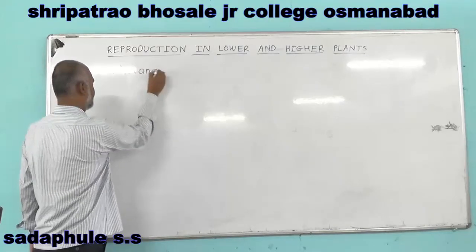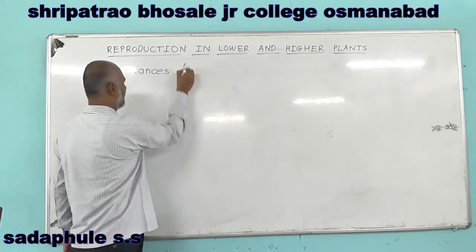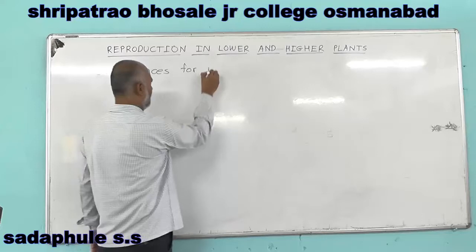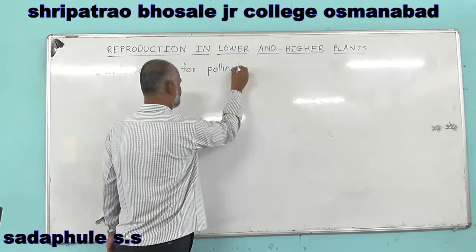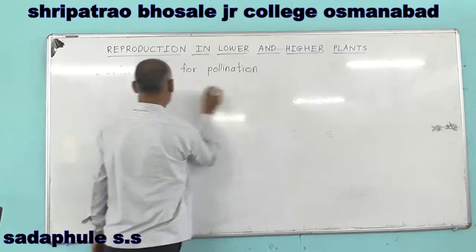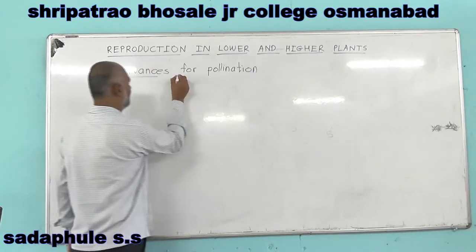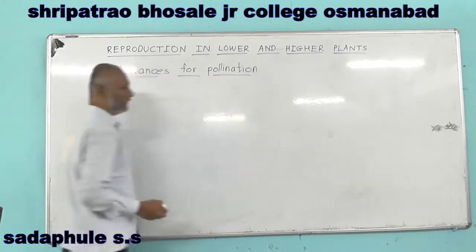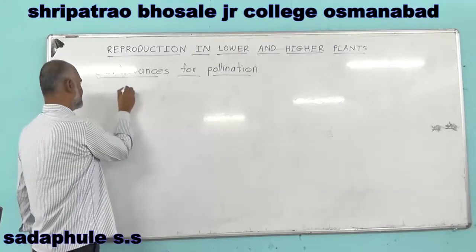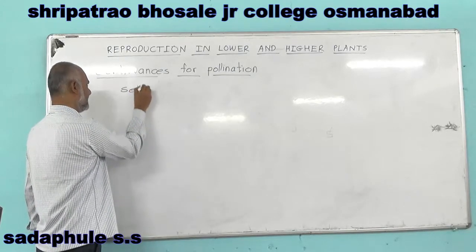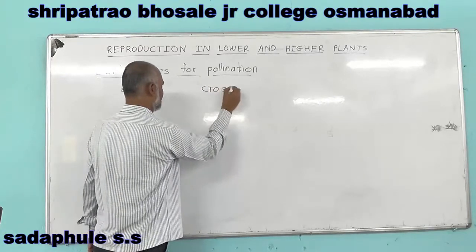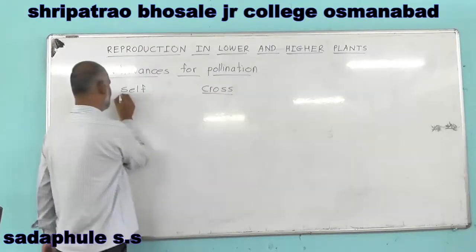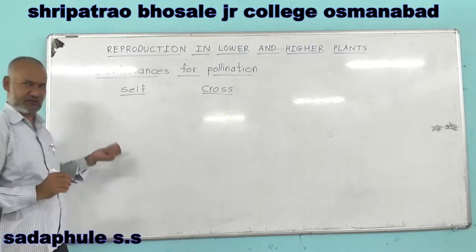Now we have to study one important concept about pollination, which is termed as contrivances for pollination. Contrivances for pollination. We know pollination is of two types, that is self pollination and cross pollination.